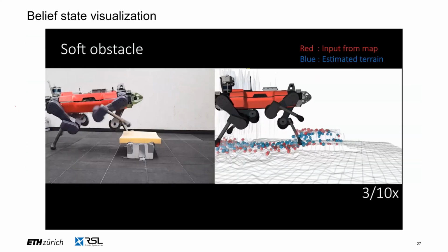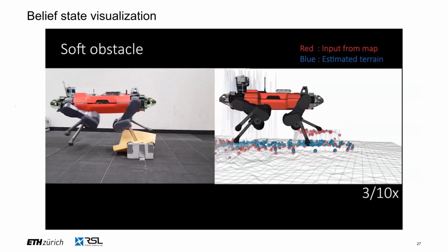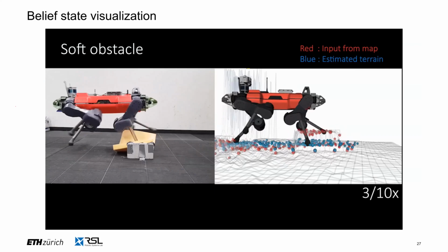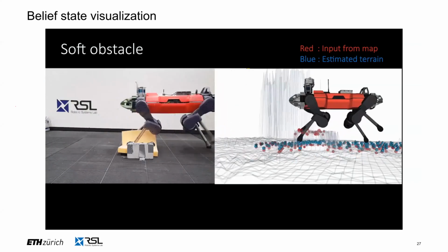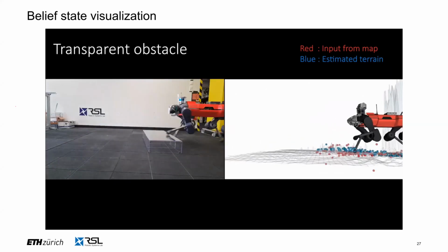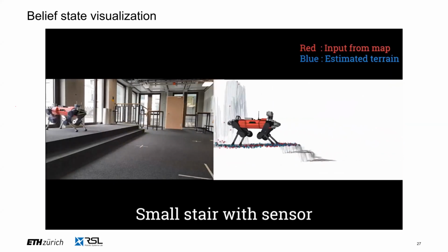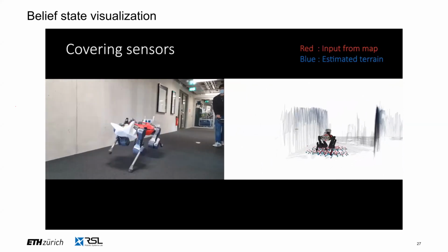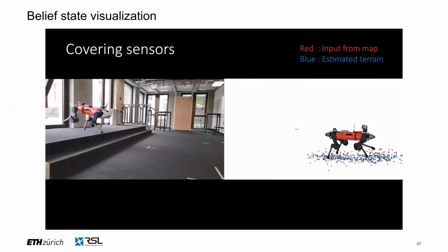So what is happening in the belief state is here. First, it trusts the map, so it tries to step on this firm block. But once it realizes that this block is soft and the actual terrain height is here, it revises its belief and adapts to this. In this transparent obstacle, it can also go over. If we can use this exteroceptive data, it can be used for smooth motion, but we can still cover the sensor. And even if it is covered, it can estimate that there's a step by feeling the step.